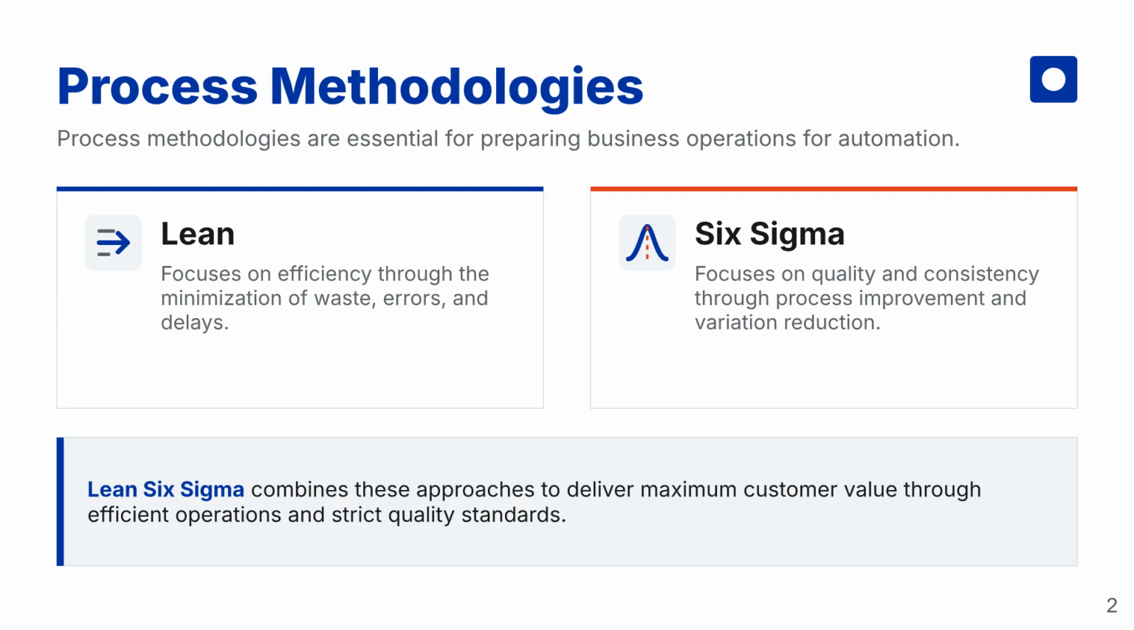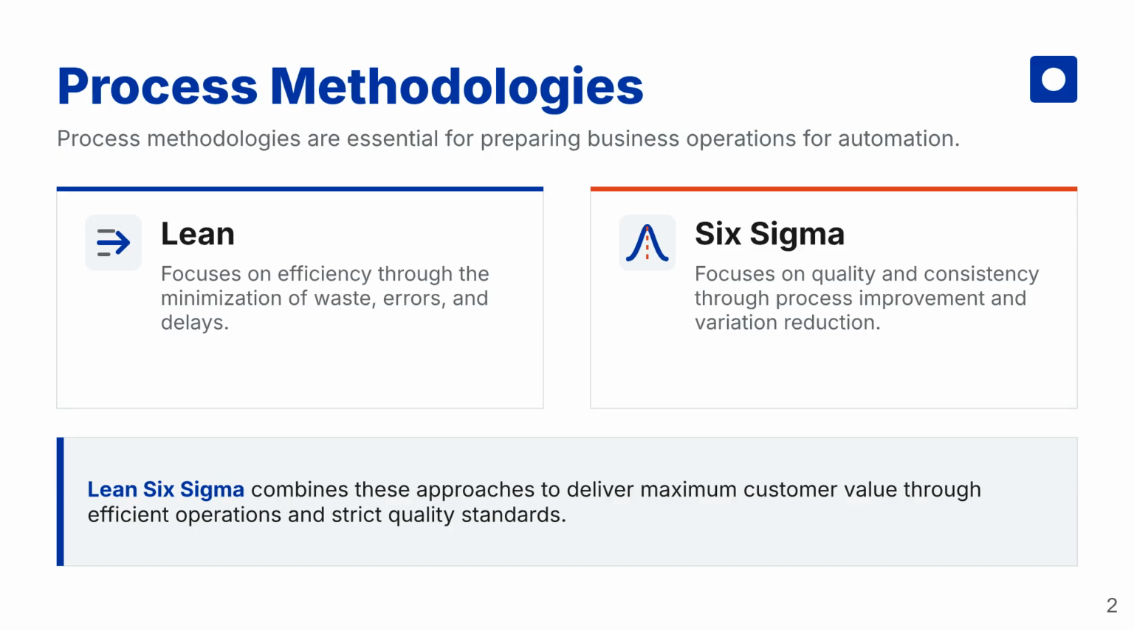Unlike Lean, which aims to reduce waste, Six Sigma seeks to reduce variation and defects in a process. A variation means that the same process produces different results under similar conditions, while a defect is any outcome that fails to meet the required standard or customer expectation. Six Sigma uses data and statistical analysis to understand why these defects occur, and then improves the process to produce more reliable and consistent results.